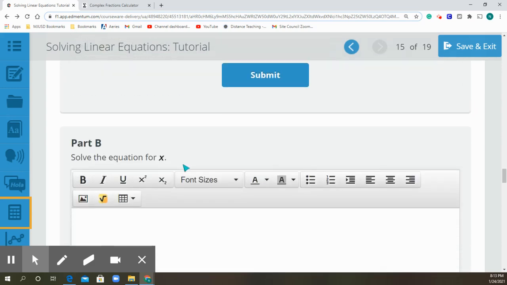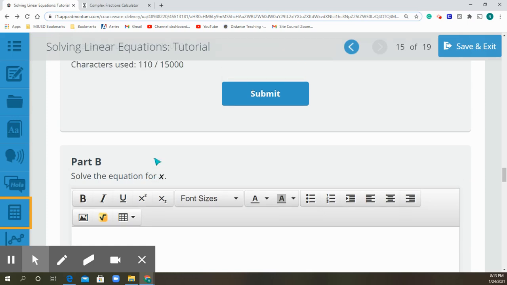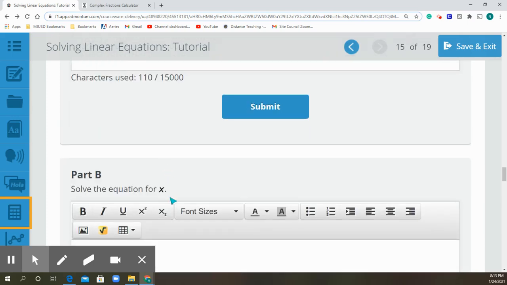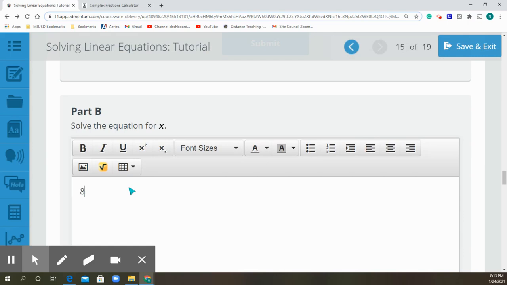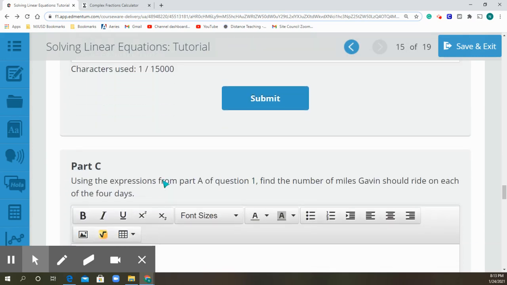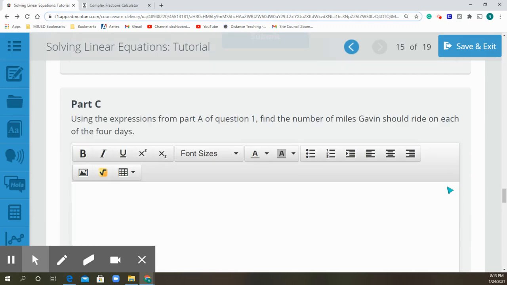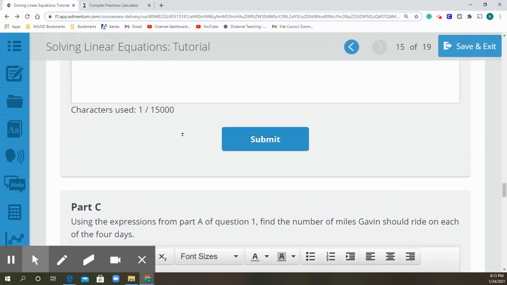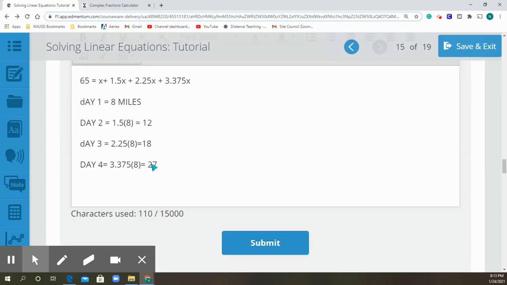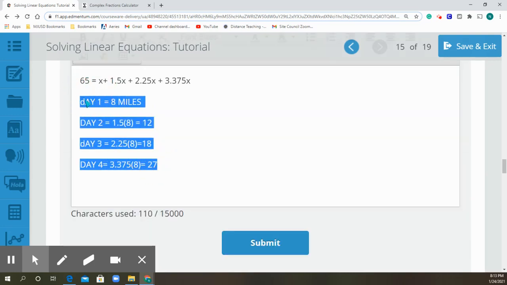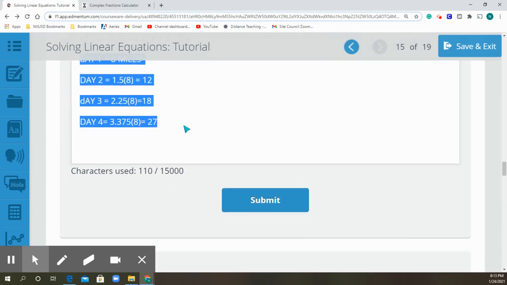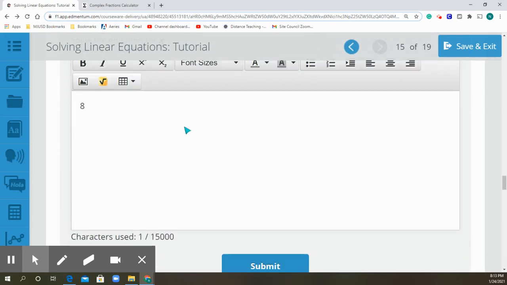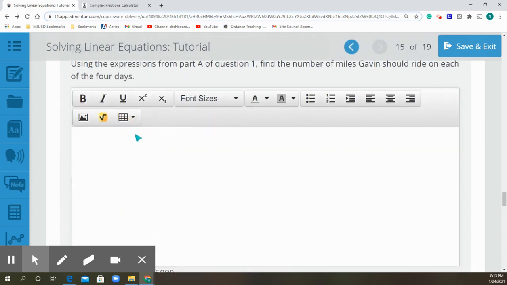Now, here's the check. We have to solve for x. We already did that. It's 8. Use the expression from part A of question 1 to find the number of miles Gavin should ride on each of the 4 days. I'm pretty sure we just did that.